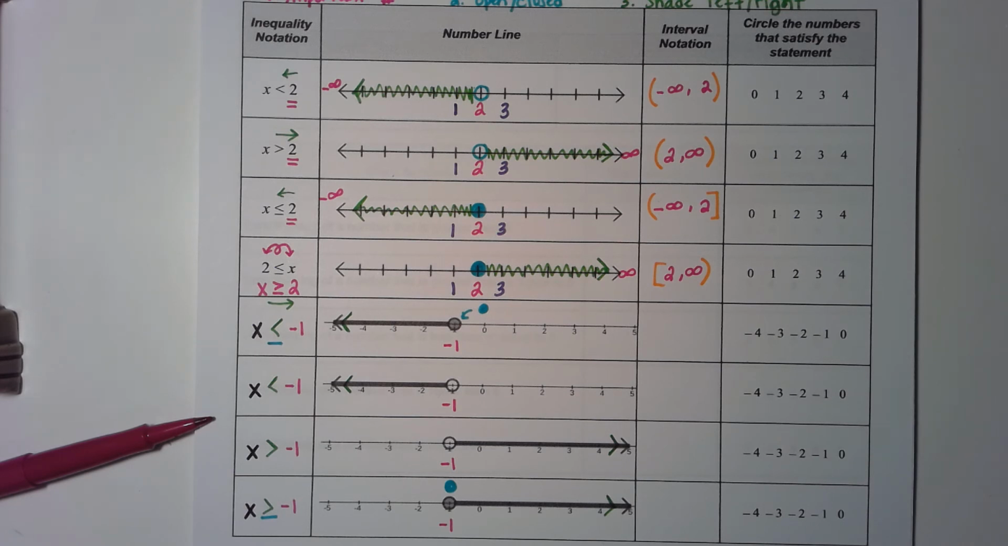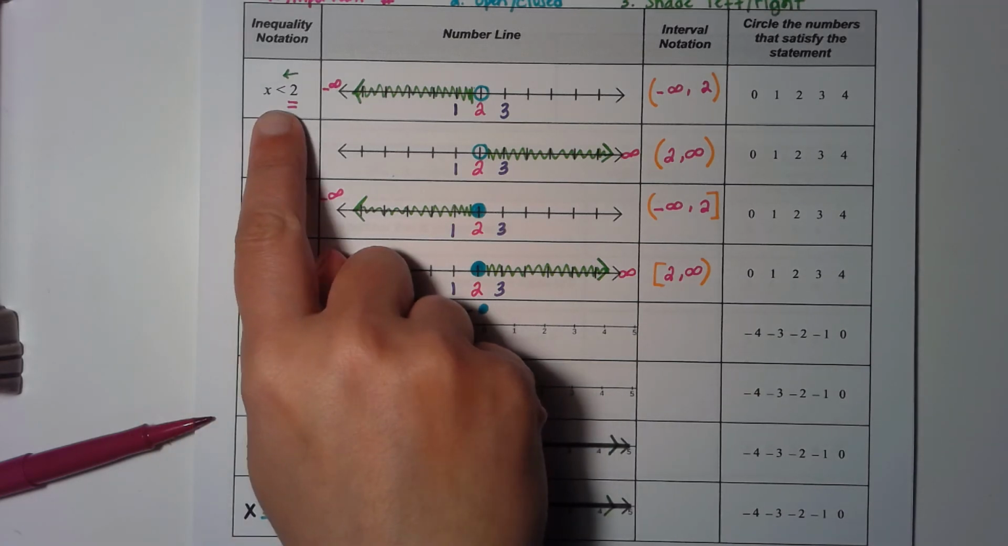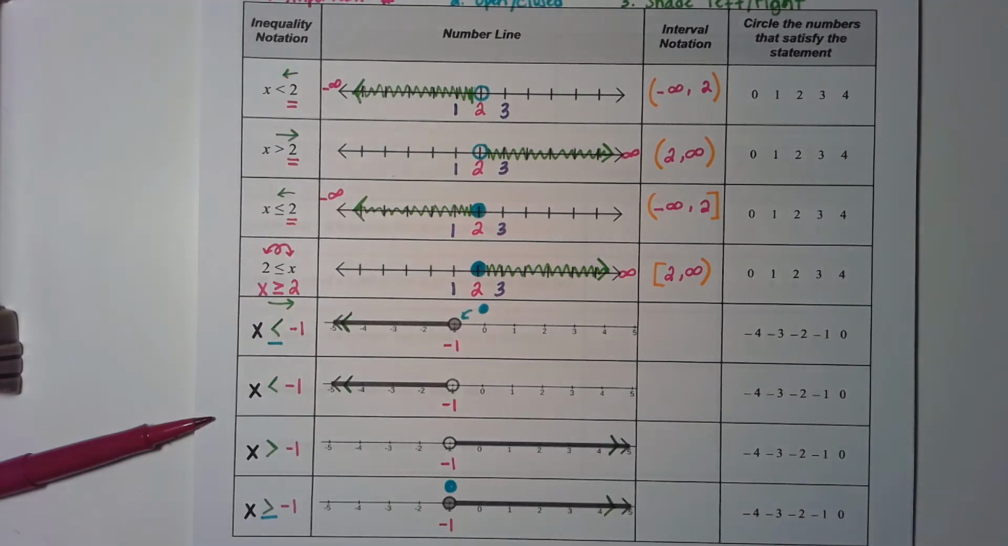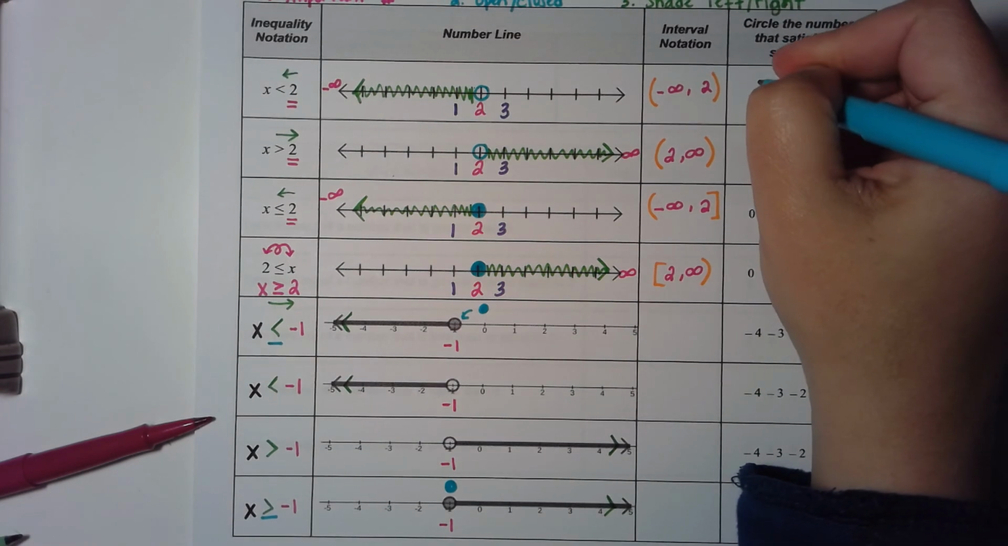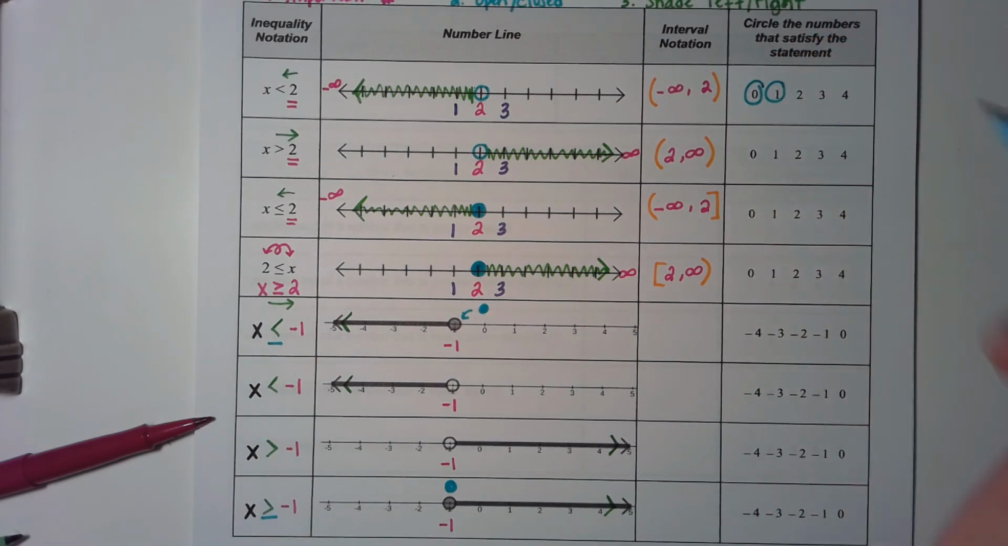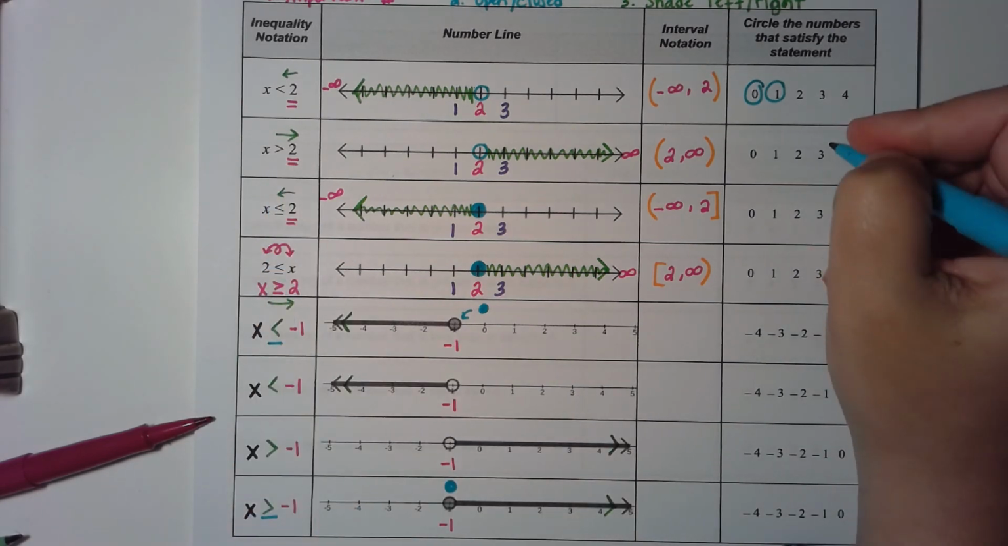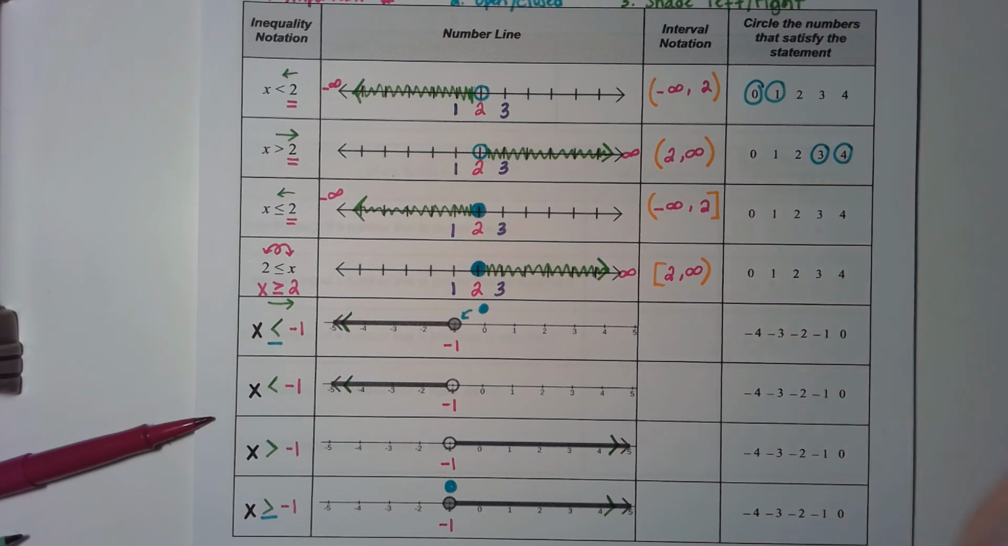Last but not least, circle the numbers that satisfy the statement. So if I'm looking for all the numbers that are less than the number 2, but not including the number 2, I would circle 0 and 1 and not circle the 2 because it's not equal. If I want all the numbers that are bigger than 2, but not including 2, I would only circle 3 and 4 and not the 2 because it's an open circle.